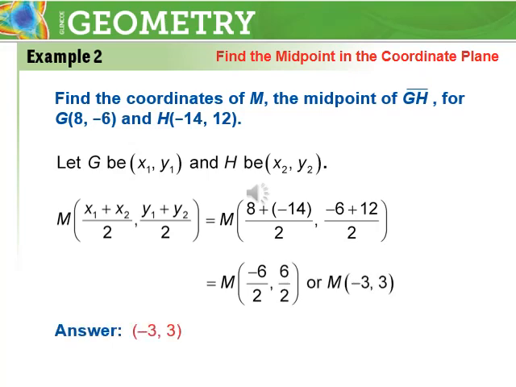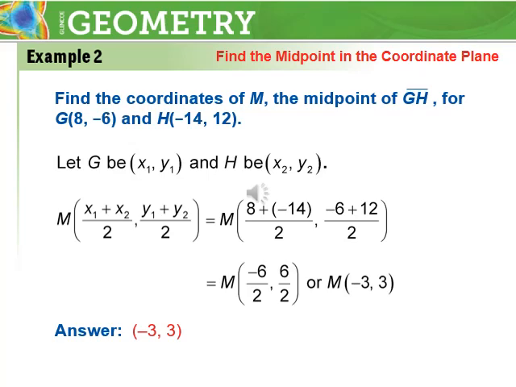Try this example, please. Find the coordinates of M, which is the midpoint of the line segment GH, if G has the coordinates of 8 and -6 and H has the coordinates of -14 and 12. We can represent G by x1, y1 and H by x2, y2. So let's add the x coordinates together and divide by 2. So x1 plus x2, that means 8 plus -14 over 2. That is equal to -3.